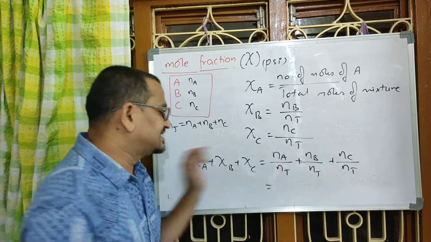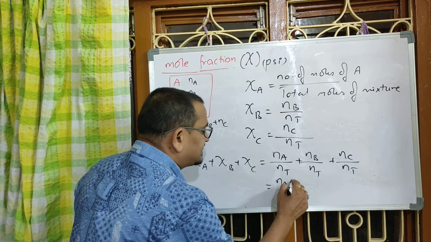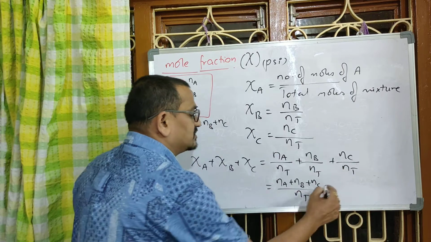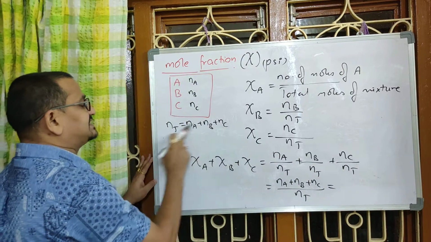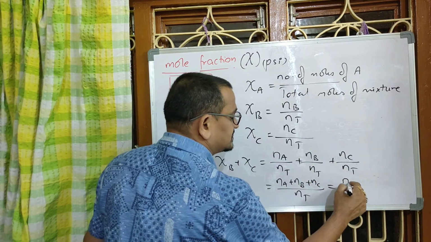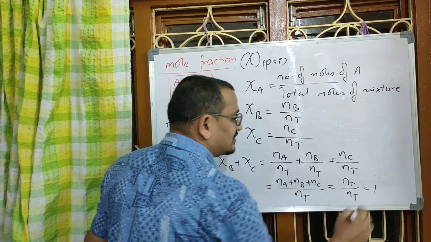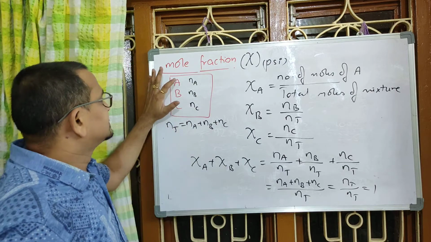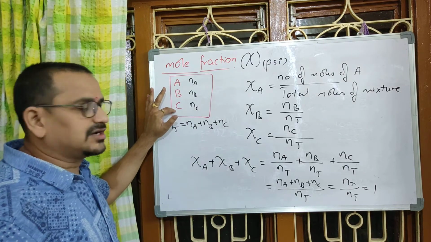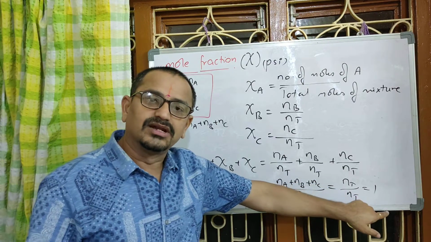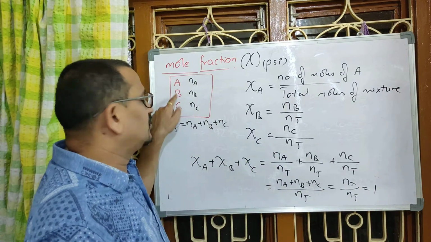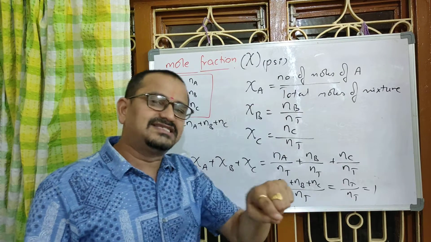Na plus Nb plus Nc over total number of moles. What is Na plus Nb plus Nc called? Total number of moles over total number of moles. It is 1. So in this mixture, what we notice is that the sum of the mole fractions of all three components is 1. Not only in this mixture, in any mixture, the sum of the mole fractions of all components is always equal to 1.